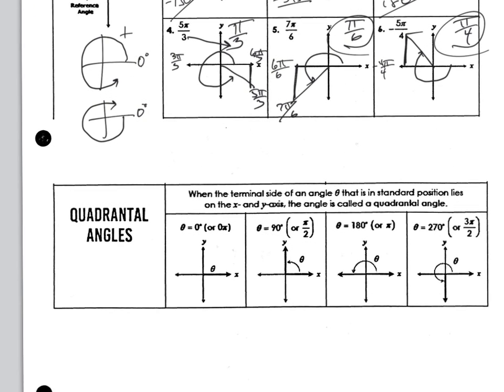Now this last little bit is just purely for information, but it's something that we'll use over and over again. The quadrantals. So quadrantals means that they land right on an axis. So 0, pi over 2, pi, and 3 pi over 2. These are all considered to be quadrantals. So when we say quadrantal, that's what they're talking about. They land right on an axis. So 90, 180, 270, 0, and 360, whether it's positive or negative.